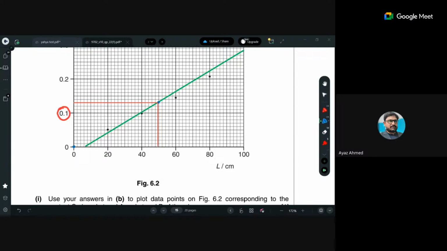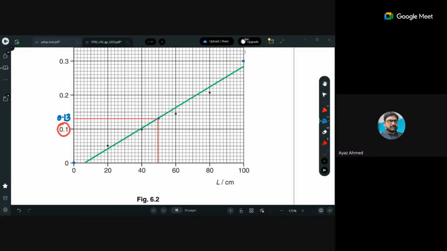Exactly. Is it 0.1, 1.3 or 0.13? Oh, sorry, 0.13. Yeah, 0.13. The mark scheme says 0.12, plus or minus 0.13. So it means we would have a line of best fit.